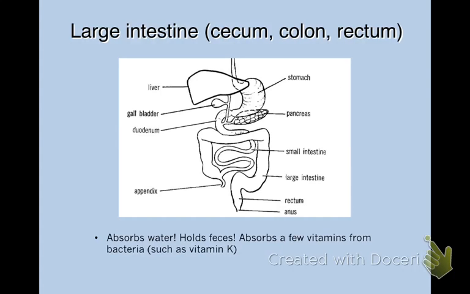And then we move into the large intestine, which is also kind of not as exciting as the small intestine. It absorbs the majority of the water from the feces, so it compacts our feces. And then one of its primary purposes is just to hold it until we have time to find a place to use the bathroom. And it absorbs a few vitamins from bacteria, such as vitamin K. And so that also might be important for the patient that we're looking at.